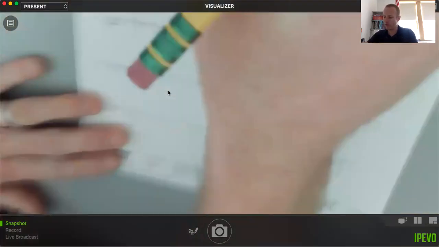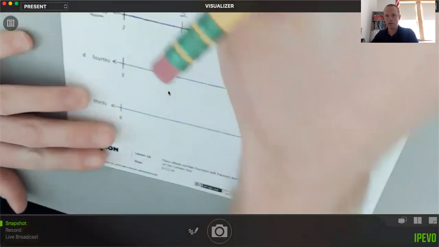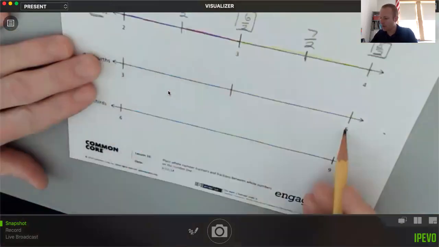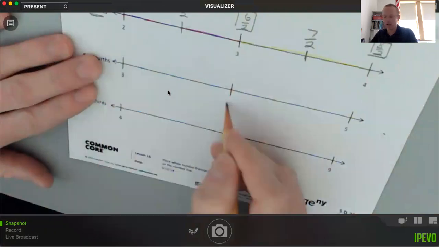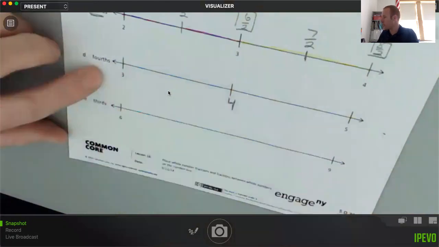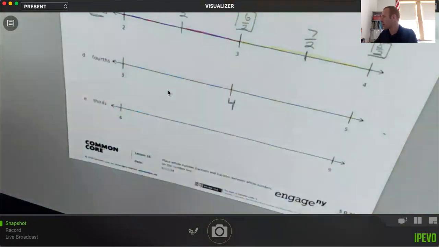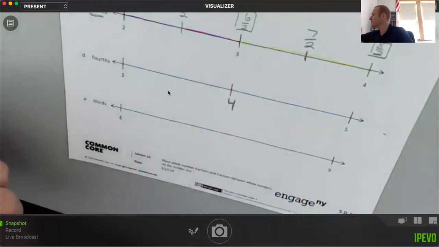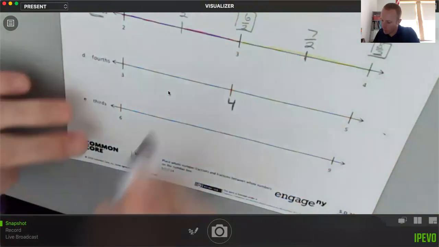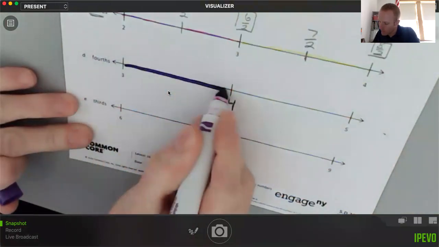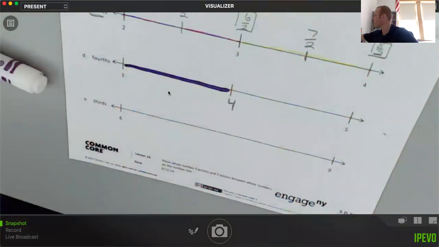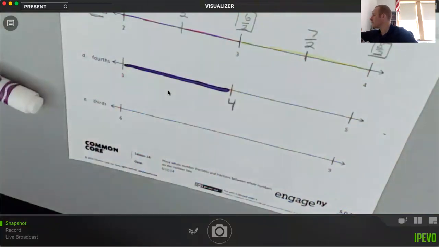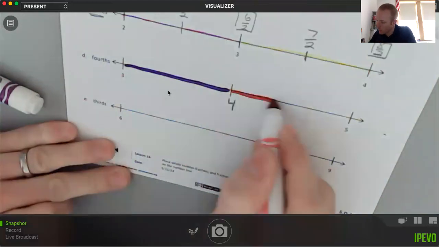So on the next one, we have fourths. And we're going to go from 3 to 5, which means we're missing a whole number here, which is 4. So 3 to 4, I'll do the same thing with the colors again. I'll get some better markers though this time. Between 3 and 4, that's a whole. And between 4 and 5, that's a whole.